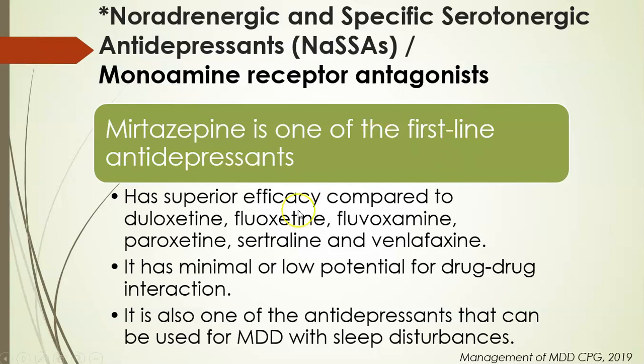The good thing about mirtazapine is that studies have shown that it has superior efficacy compared to SSRIs or even SNRIs, right? And it has minimal or low potential for drug-drug interaction. It is also one of the antidepressants that can be used in major depressive disorders with sleep disturbances, right? So for this reason, it has really pushed NaSSAs and MRAs onto the list of first-line antidepressant drugs.